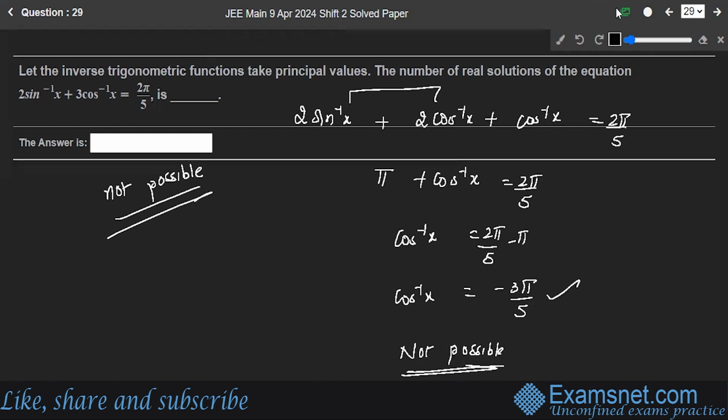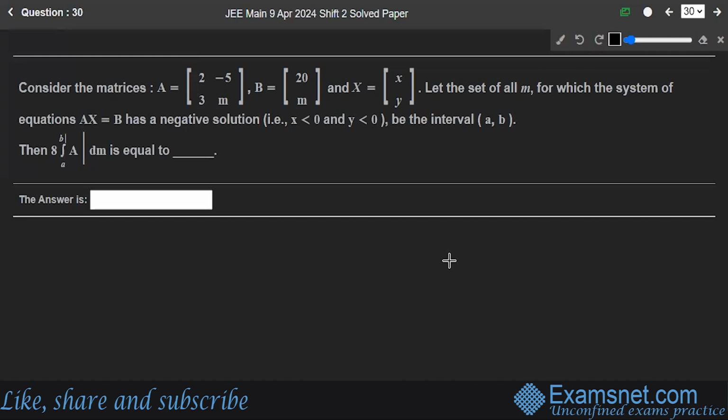Let's move to the last question of this paper. So question number 30 says, consider the matrices A as this, B, X. Let the set of all m for which the system of equations AX is equal to B has a negative solution, that is x is negative, y is negative, be the interval (a, b). Then a into integral limits a to b, determinant of A dm is equal to.